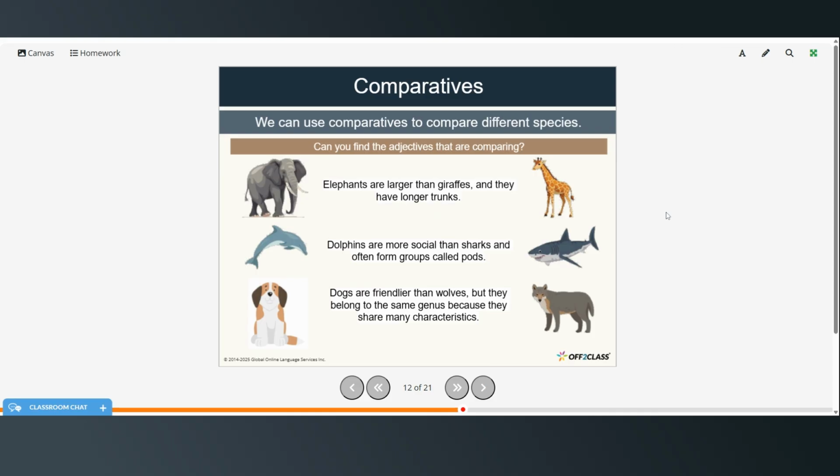All right, we can use comparatives to compare different species. And so can you find the adjectives that are comparing? So elephants are larger than giraffes and they have longer trunks, while larger and longer are comparative adjectives. Dolphins are more social than sharks and often form groups called pods, so more and social. Dogs are friendlier than wolves, but they belong to the same genus because they share many characteristics.